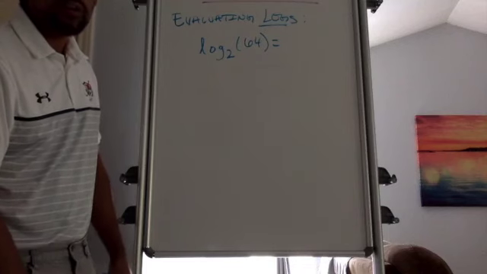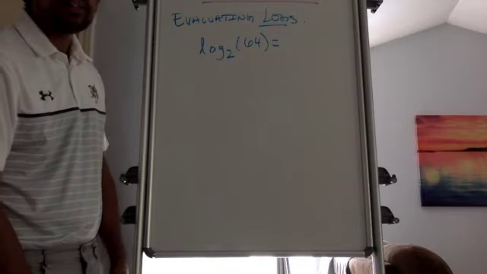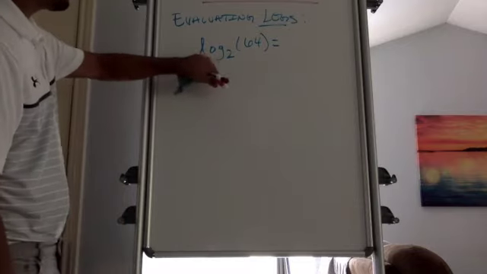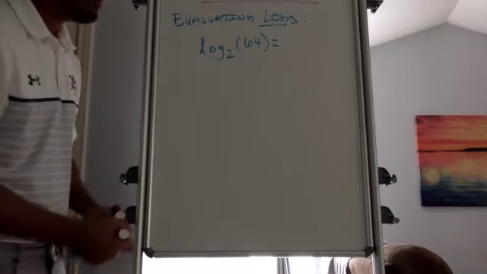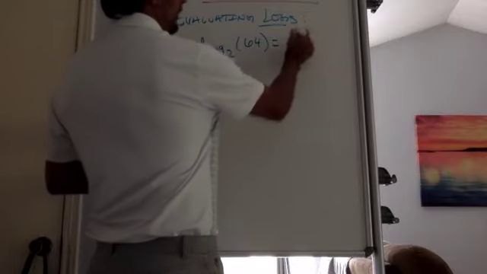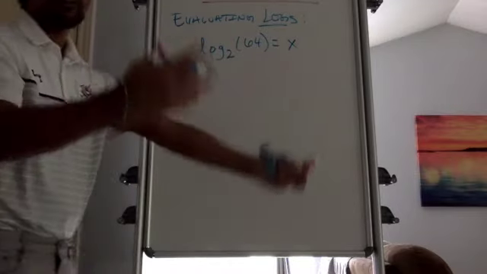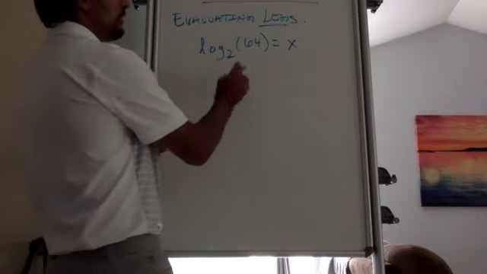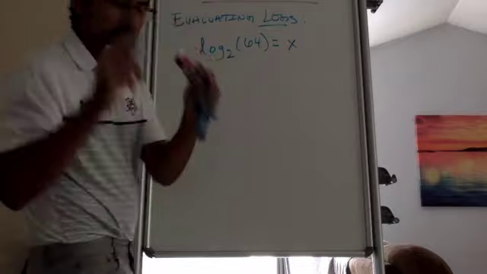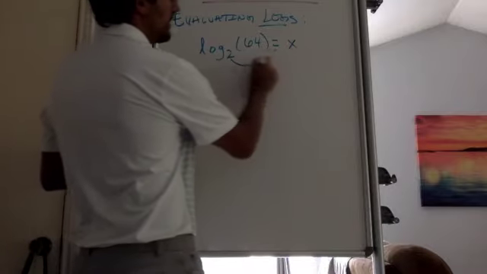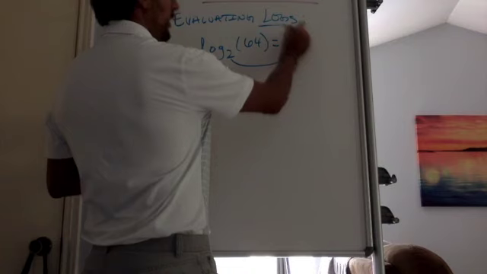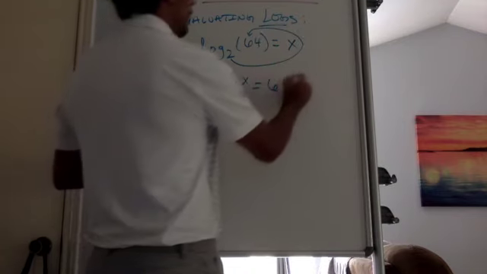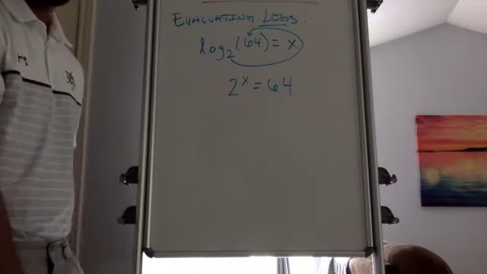Remember that there are a couple of ways you can choose to evaluate logs. One way is to rewrite it in its exponential form. So if I want to figure out the log of 64 base 2, I can set this equal to a variable, let's say x, and I can rewrite it in exponential form to help me solve it a little bit quicker if I don't know. Using the previous method, the snail method, I'm going to take 2, raise it to the power of this, which I'm trying to figure out, and set it equal to 64. So 2 to the power of x equals 64. This becomes the equation that I would then solve.